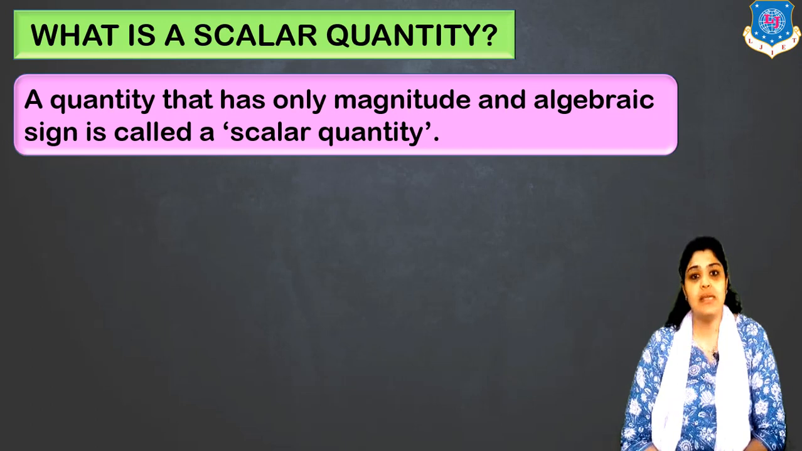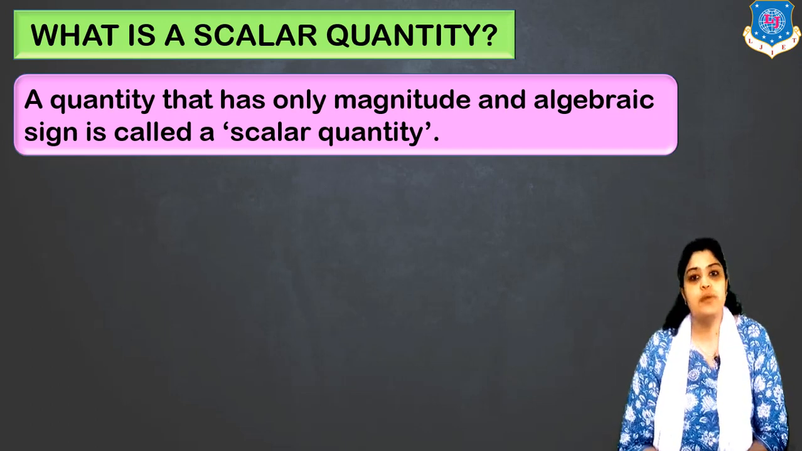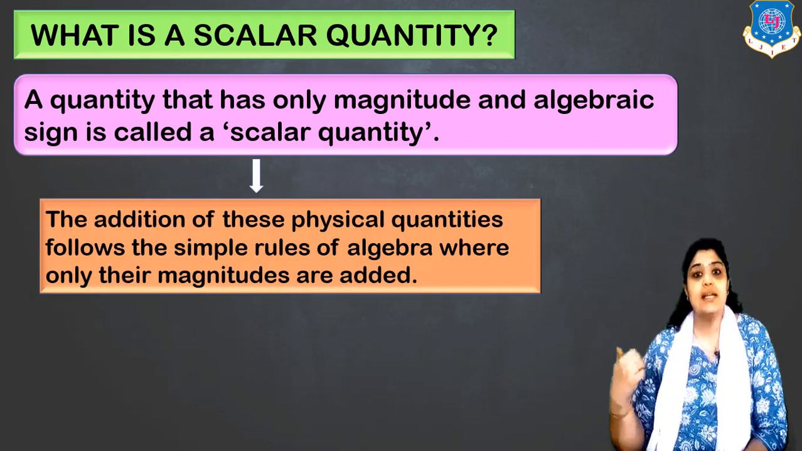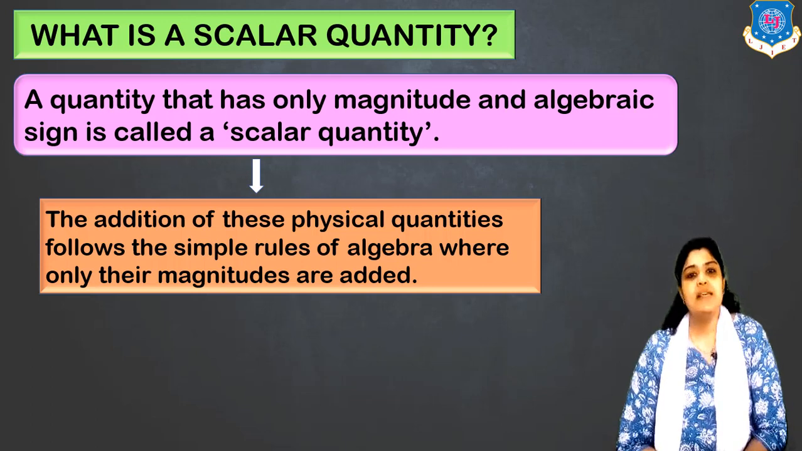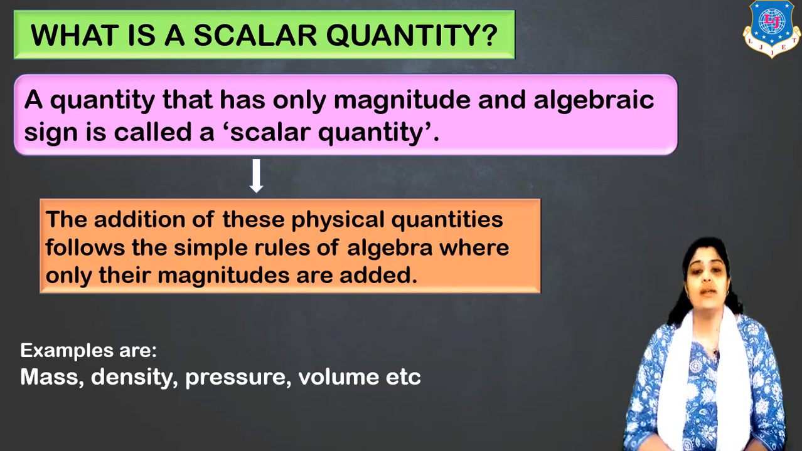A scalar quantity means a quantity which has only magnitude, and it is represented by an algebraic sign which can be either positive or negative. The addition of these physical quantities is very easy, or I would say it follows the simple rule of algebra. Why? Because it doesn't have any direction. Some examples of scalar quantities are mass, density, pressure, volume. All these are quantities which do not have direction.